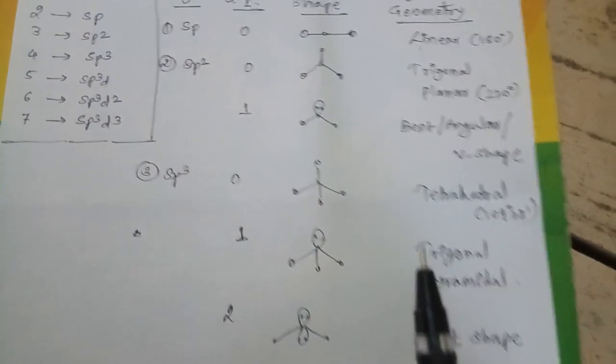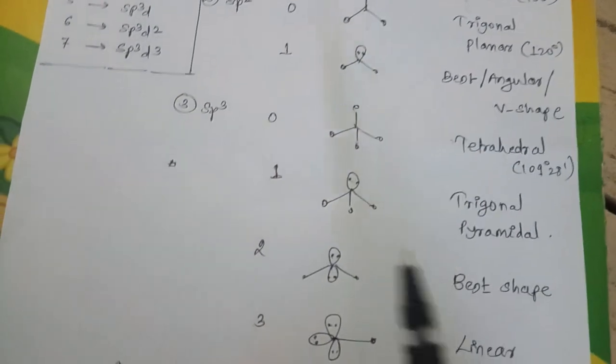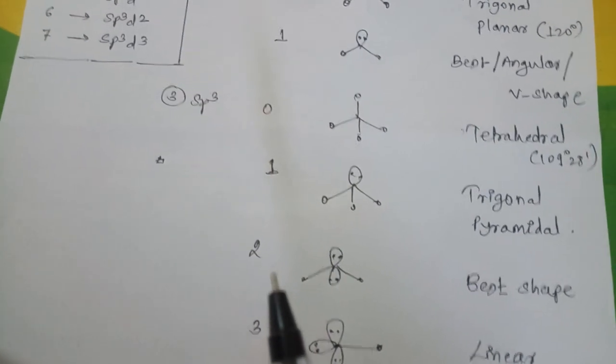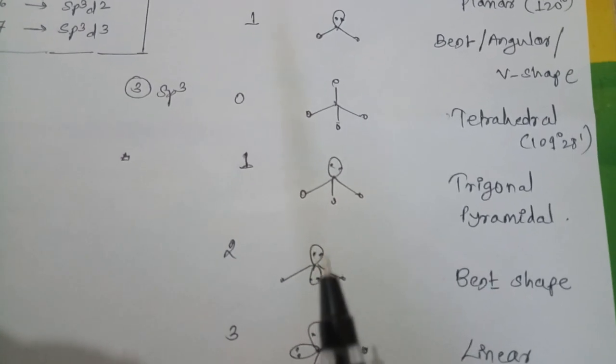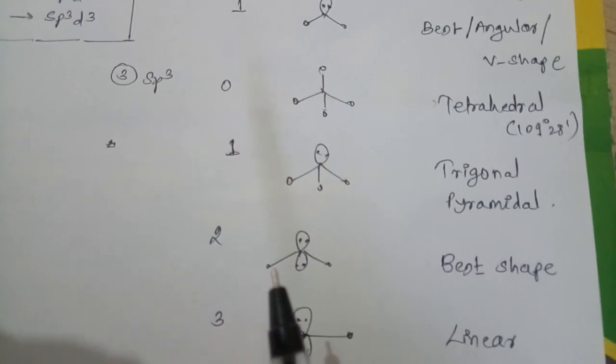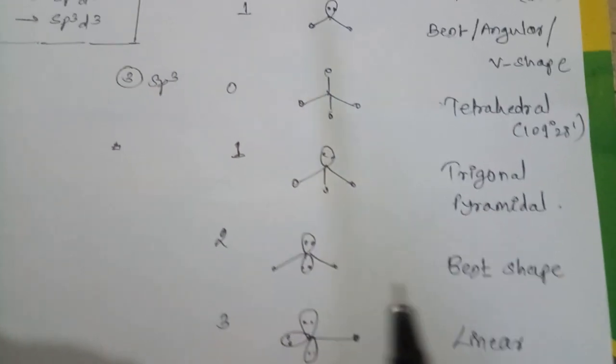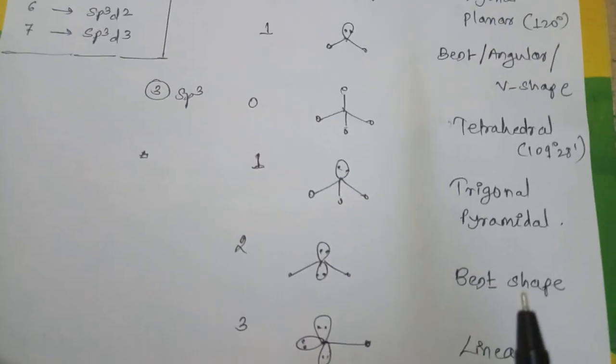So here the geometry is trigonal pyramidal, and in the presence of two lone pairs of electrons, it is a bent shape. The geometry is a bent shape, so we can say it is a bent shape geometry.